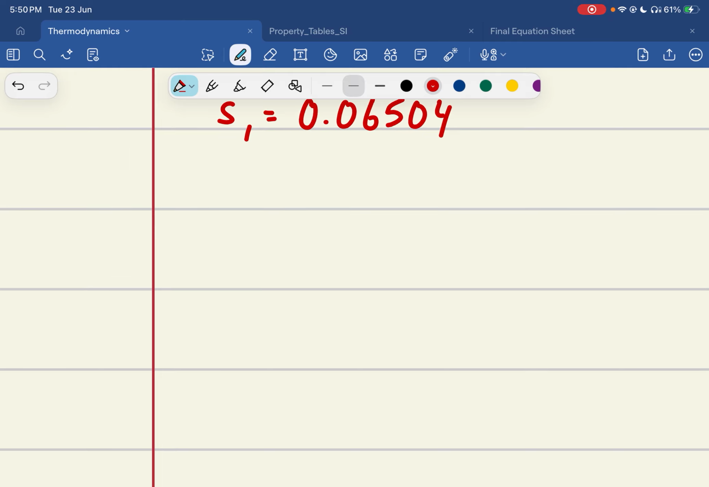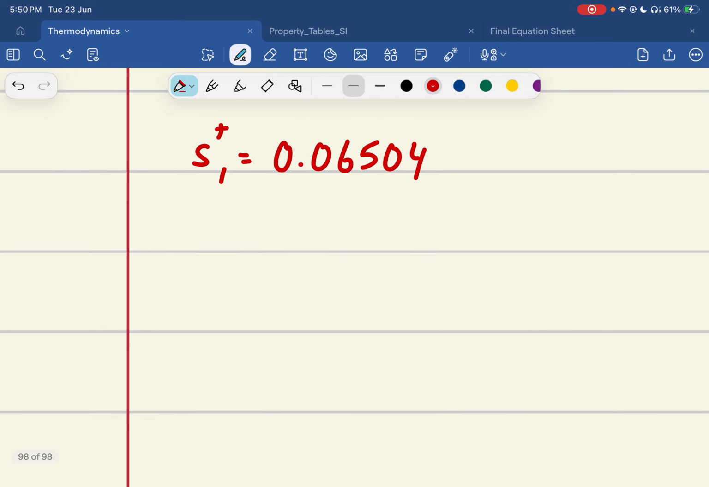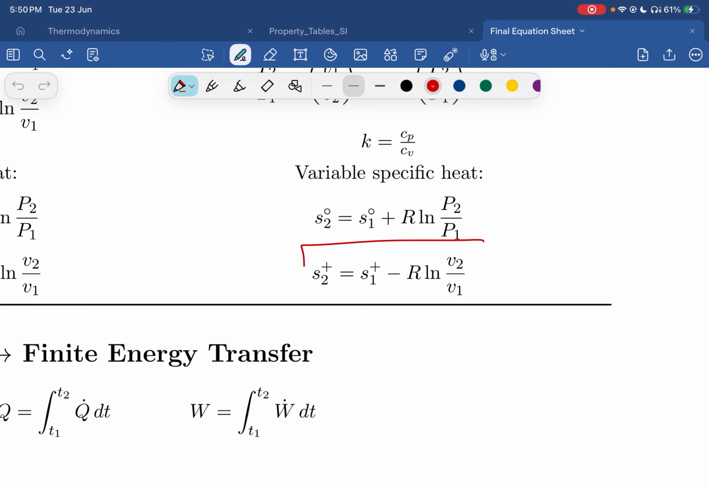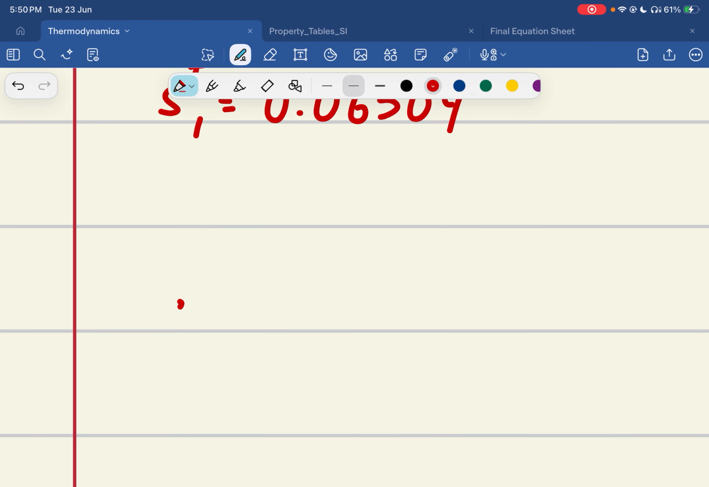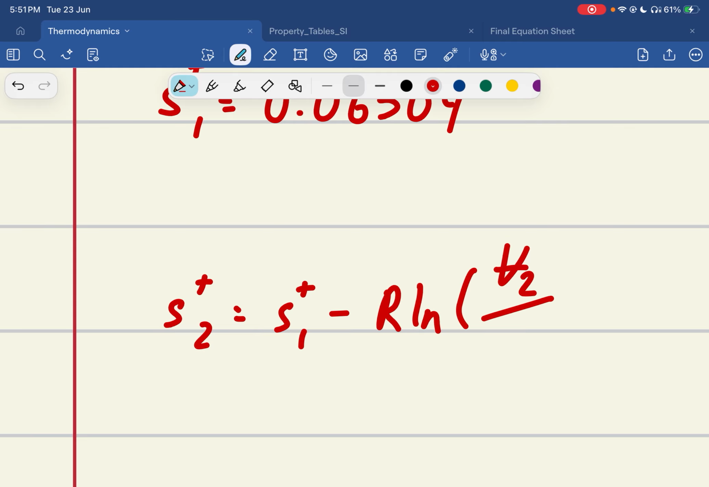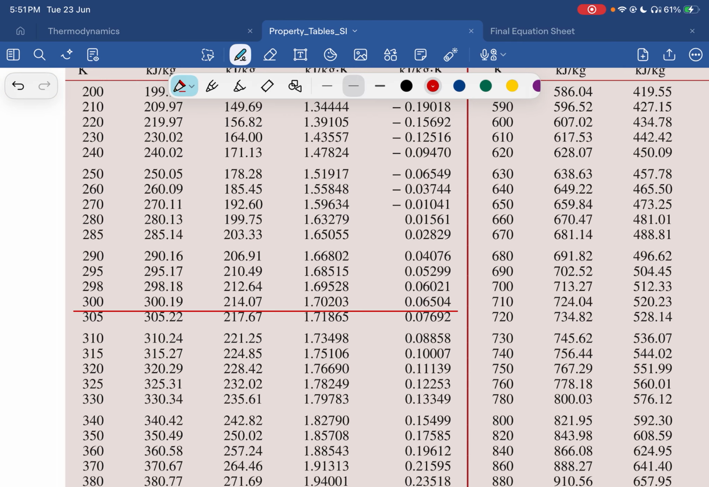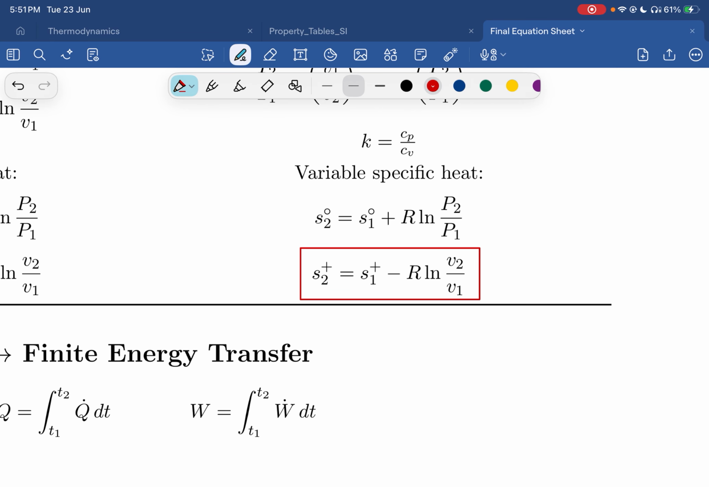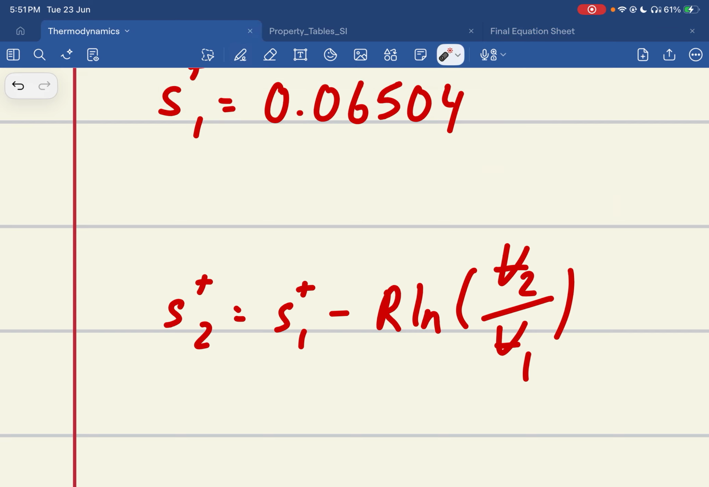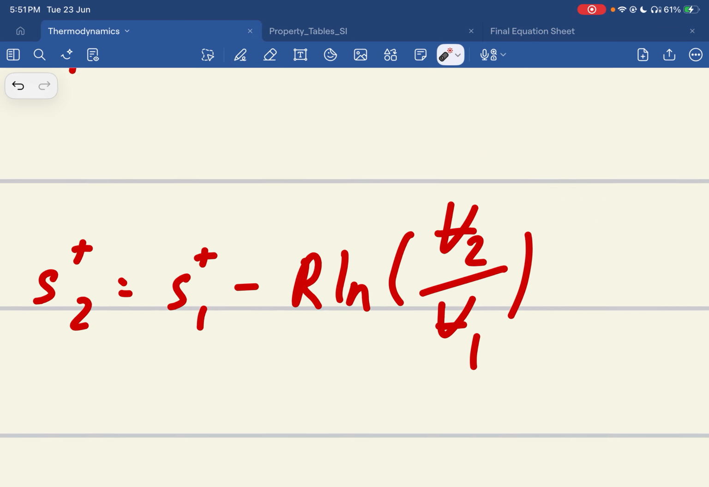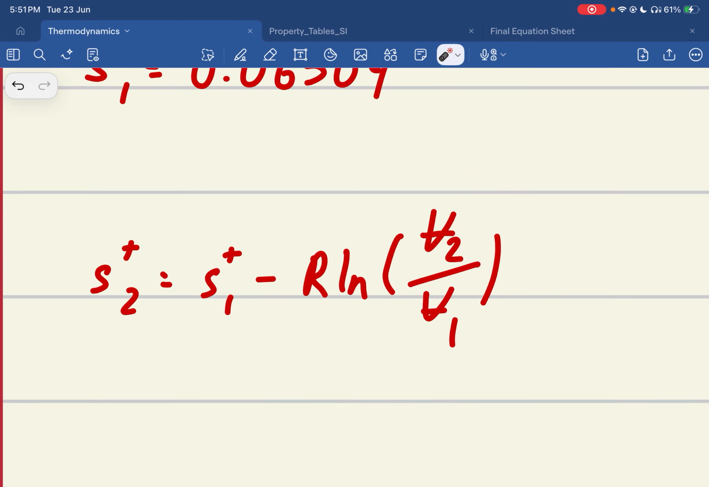And we know it's isentropic. So from our formula sheet, we have this part because we have our volumes. So we say S plus 2 equals S plus 1 minus R ln of V2 over V1. So here I'm using the actual volume instead of the specific volume, because they're both just specific times mass and the mass is constant, so they cancel out.